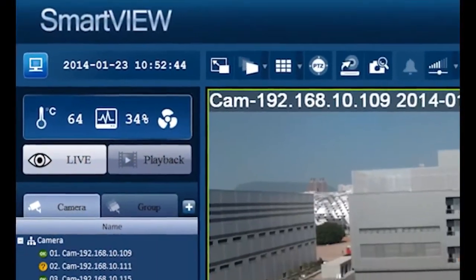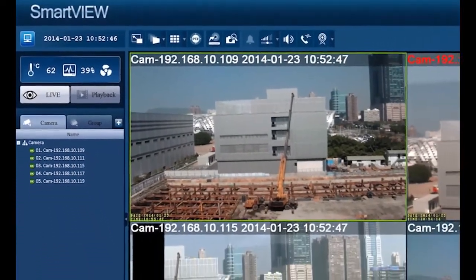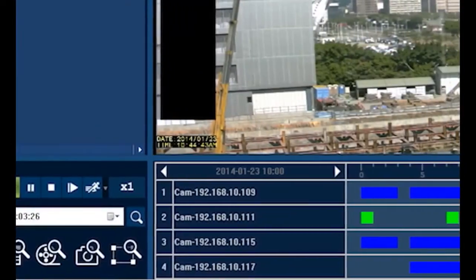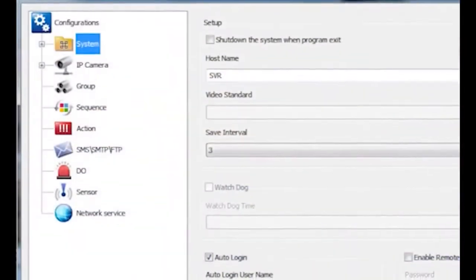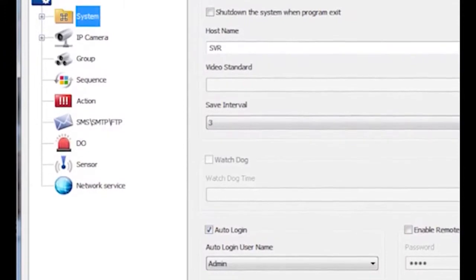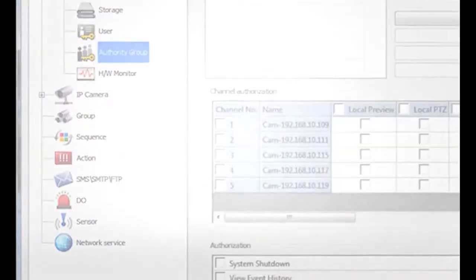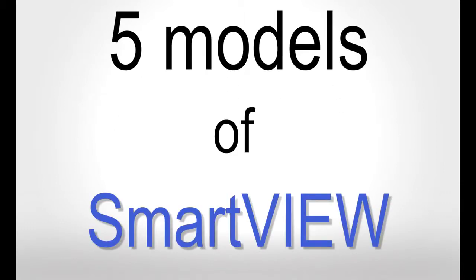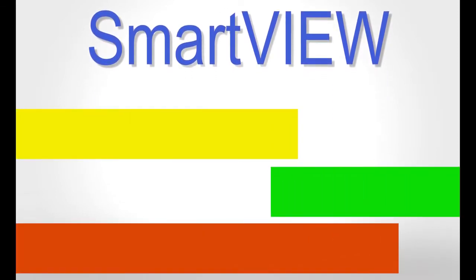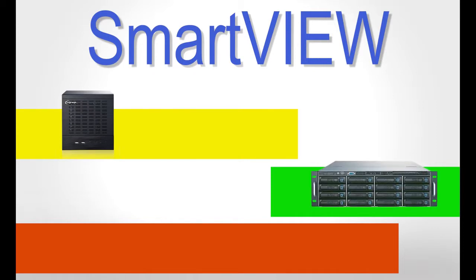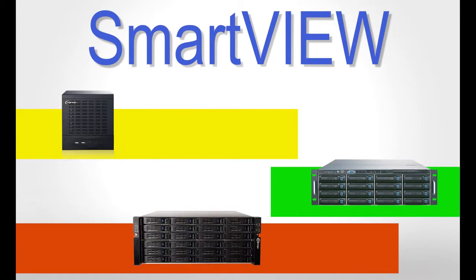SmartView is a powerful Windows 7 embedded standalone NVR solution. It offers you the ability to manage IP cameras, see live views, and play back the recordings on the fly. There are 5 different models of SmartView NVR solution. By the differences of form factors, these 5 models can be divided into 3 categories. The 3 categories are Mini Tower, Rackmount 3U, and Rackmount 4U.